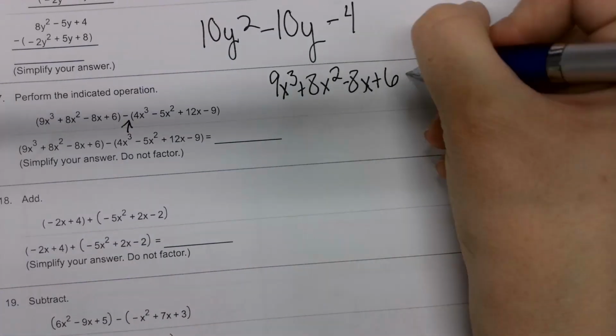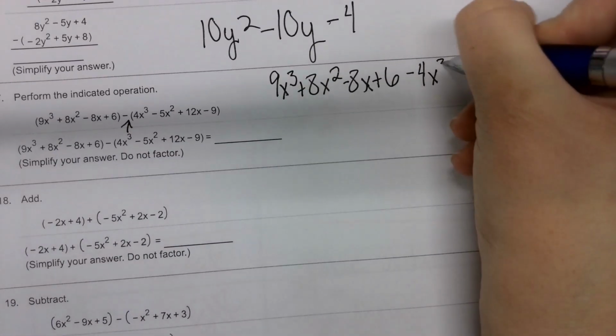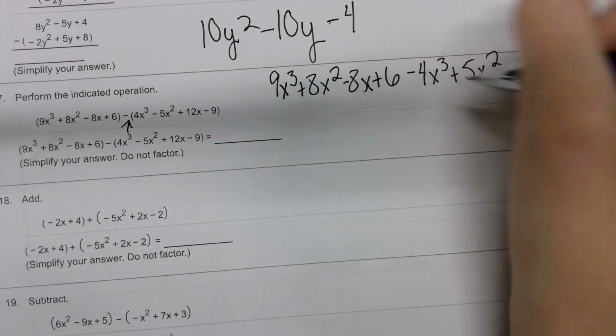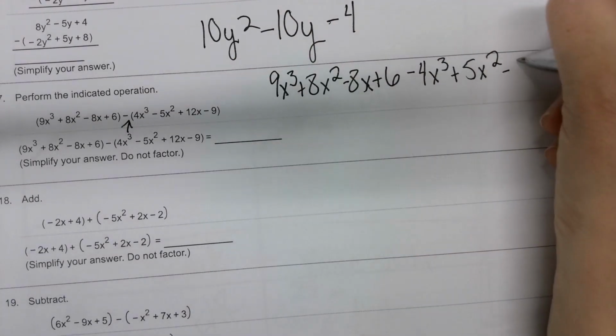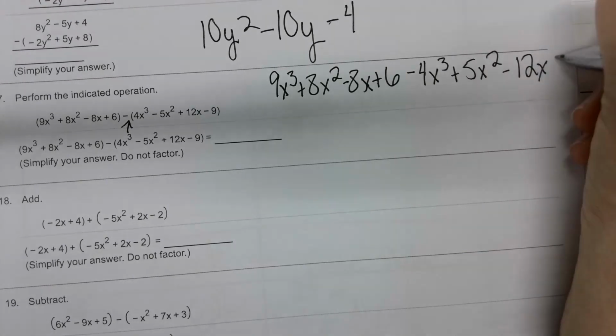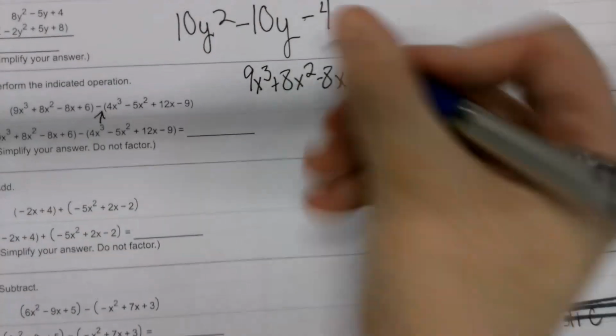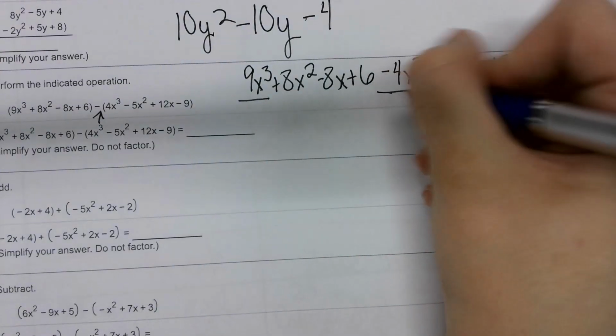Now changing my signs, negative 4x cubed, negative times negative, 5x squared, negative times positive, negative times a negative. Can y'all still see it? Okay. I started running off, but it'll be okay. 9 subtract 4.